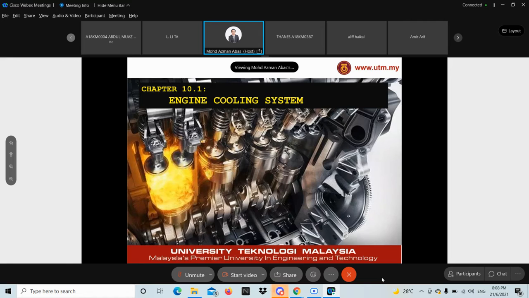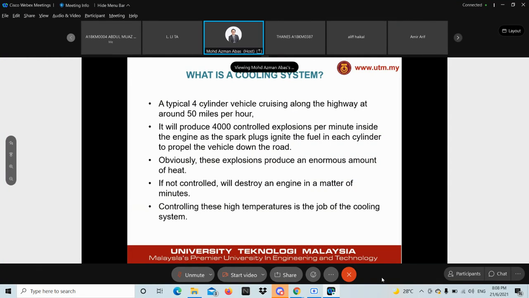Engine heat transfer is broken down into three sub-chapters. The first one is engine cooling system. The second one is engine heat transfer itself, and sub-chapter 3 would be engine operations. Under this engine cooling system, we're basically going to fundamentally understand what a cooling system is, the components, the system itself, before we go into heat transfer. So what is actually a cooling system?